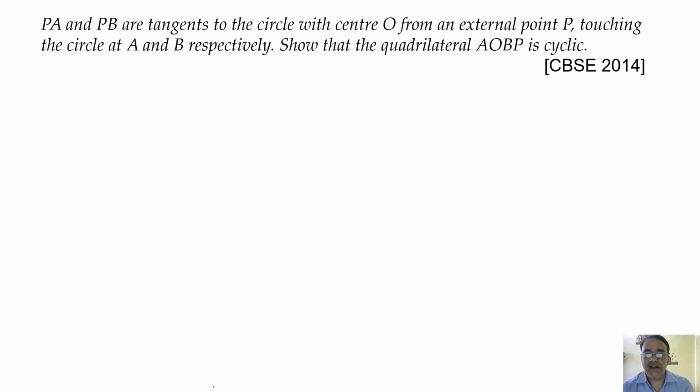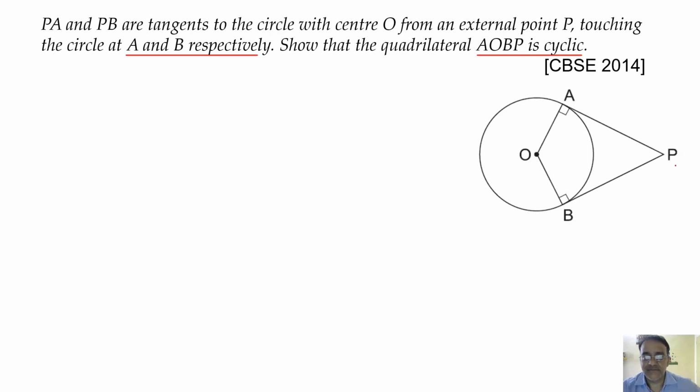PA and PB are tangents to the circle with center O from an external point P, touching the circle at points A and B respectively. Show that quadrilateral AOBP is cyclic. This is a 2014 question. So first, have a look at the diagram, right?